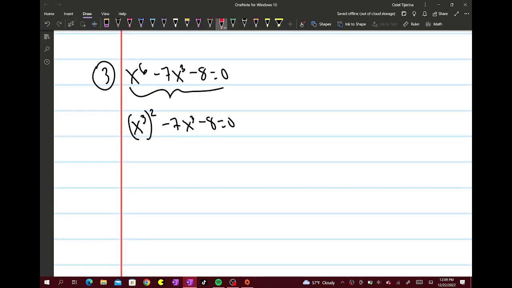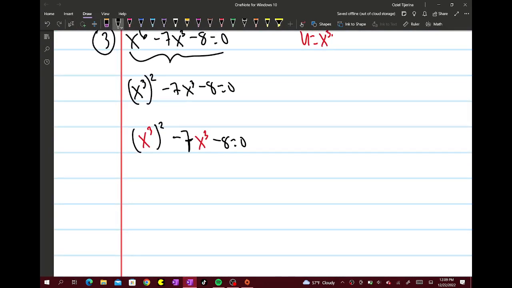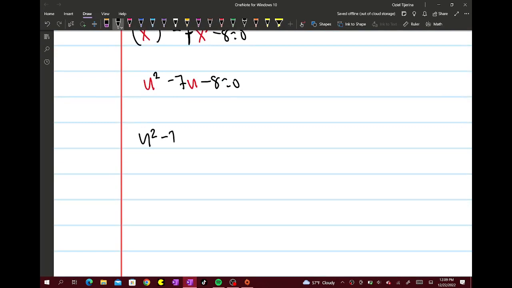If I make u equal to x cubed, I can say that this is x cubed quantity squared minus 7x cubed minus 8 equals 0. We know that u equals x cubed, and we can substitute that in, so we have u squared minus 7u minus 8 equals 0. Now, we can solve this for u.